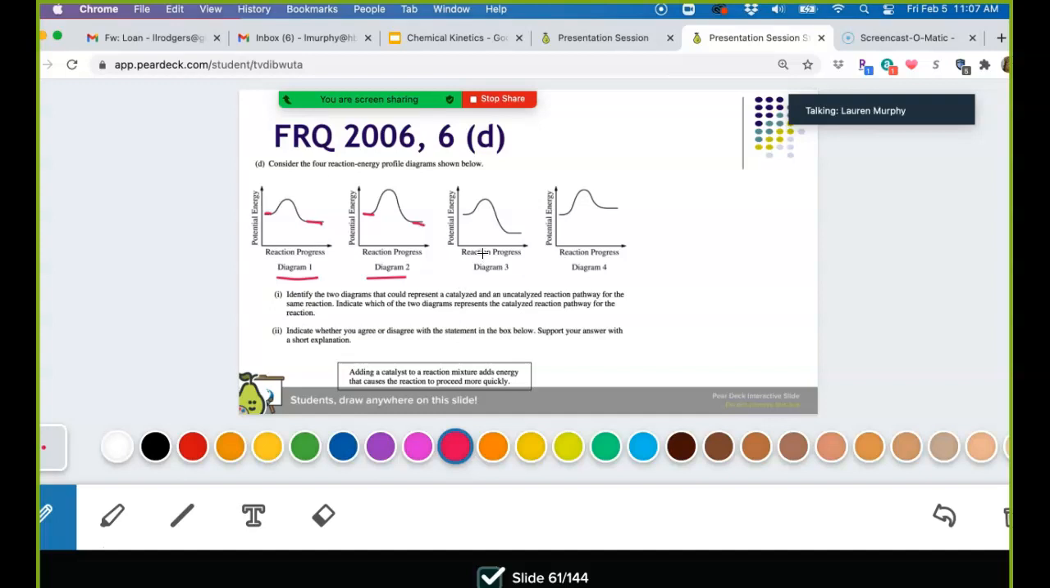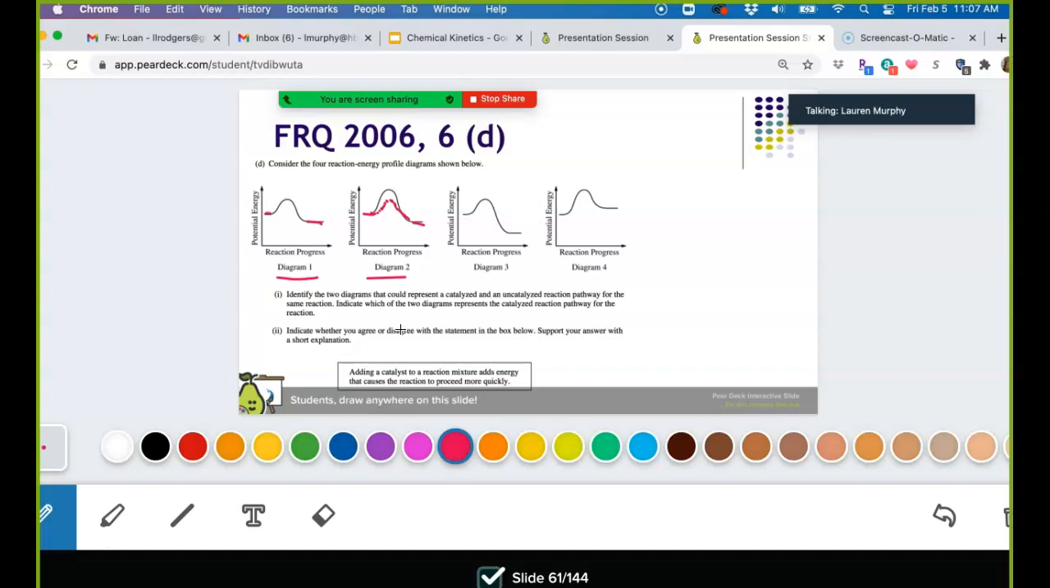If you superimpose diagram 1 on here, it would look like this, right? If you stick it on top of it, it's the same starting and ending point, but a lower hill. So diagram 1 would be the catalyzed reaction, and diagram 2 would be the original reaction. These guys don't have the same starting and ending points, so they're different reactions.